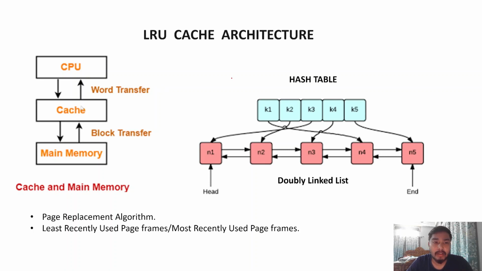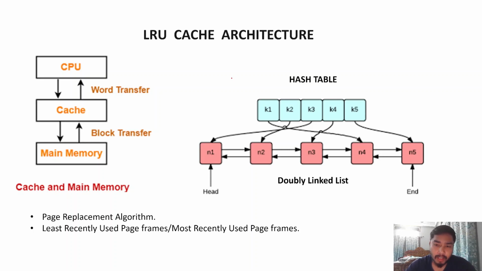So the cache is the fast-access memory location used by the CPU to transfer the word. As you can see from this block diagram, it will transfer the pages from the cache to the CPU. In this video we'll be discussing mainly LRU cache, its implementation, and how we can implement it using C++.